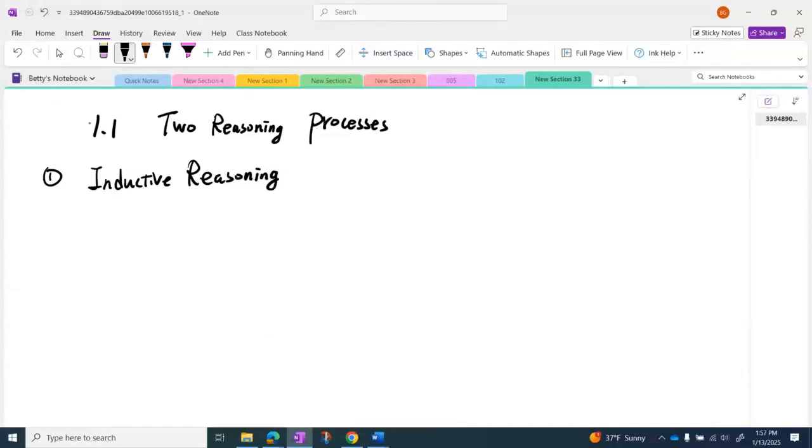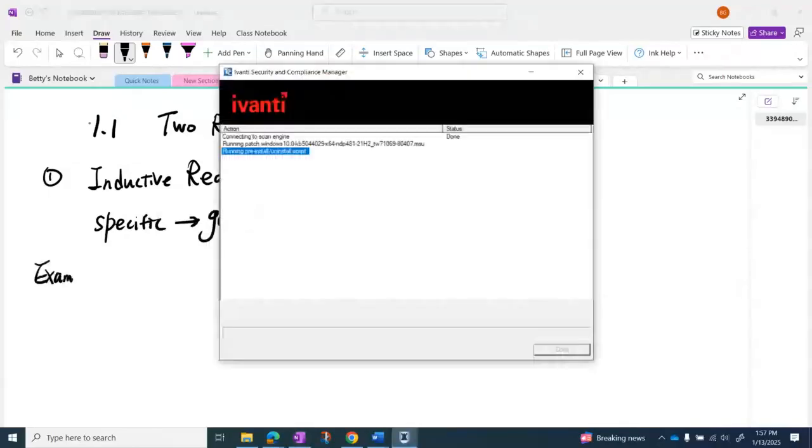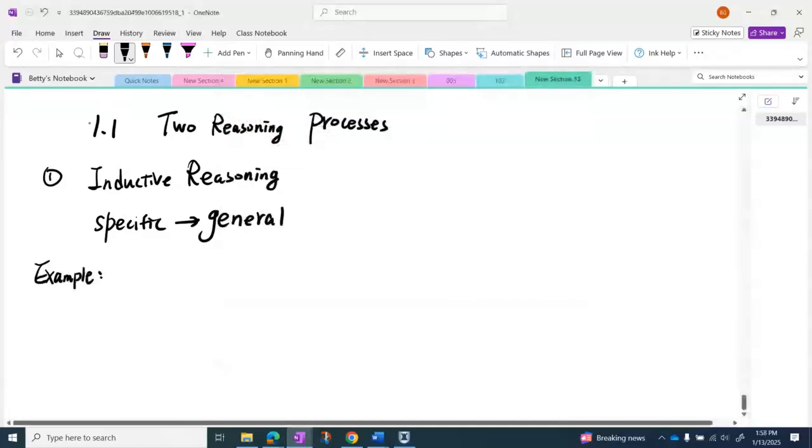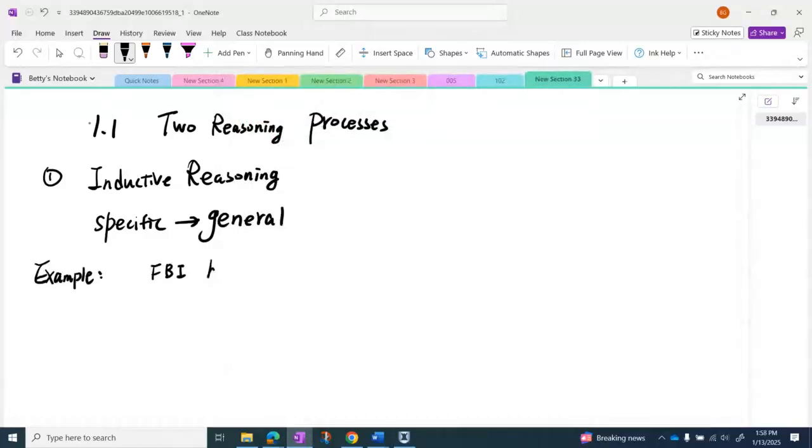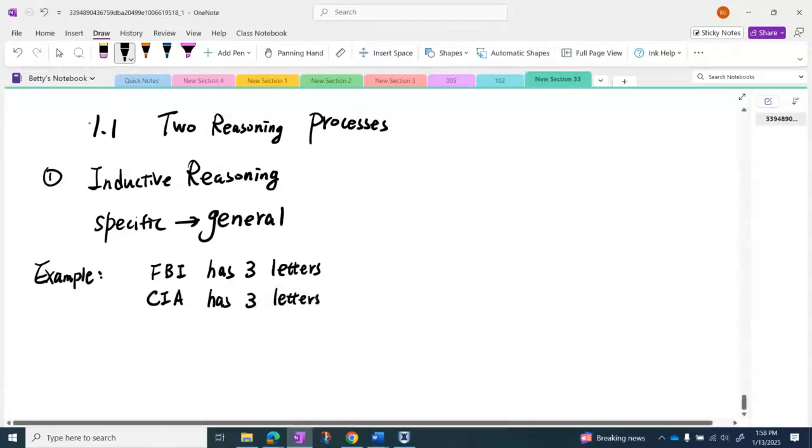How does the inductive reasoning process work? This type of reasoning goes from specific to general. Let's look at an example. FBI has 3 letters. CIA has 3 letters. IRS has 3 letters. It seems I see a pattern, right?